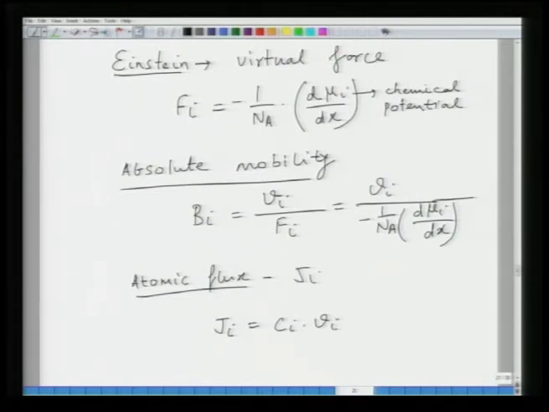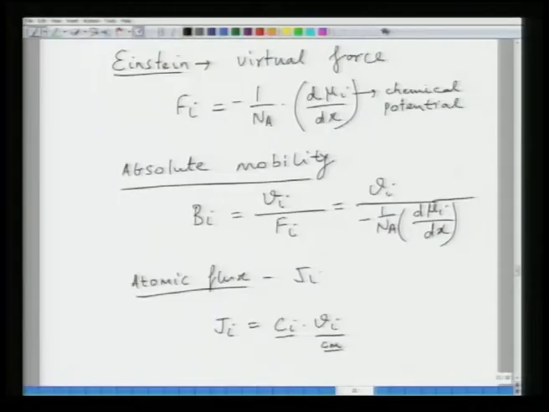That makes sense, because flux is nothing but the product of, what is the unit of flux? You know that it is the number of atoms or number of species passing through per unit area per unit time. So, in this case this Ci is the concentration and Vi is the velocity, and this makes sense because Vi is in centimeter per second and Ci is numbers per centimeter cube. So, the units become numbers per centimeter square second.